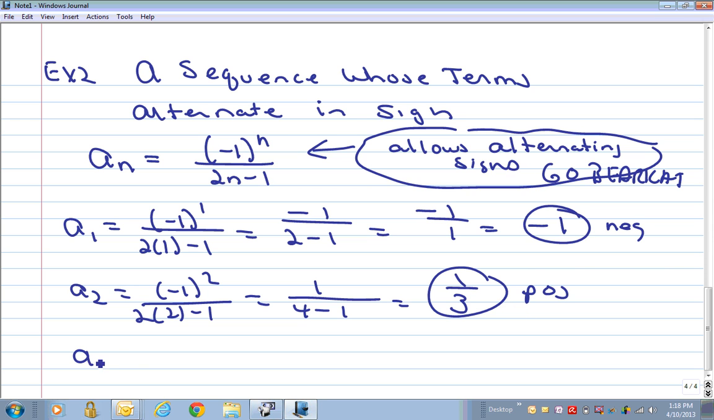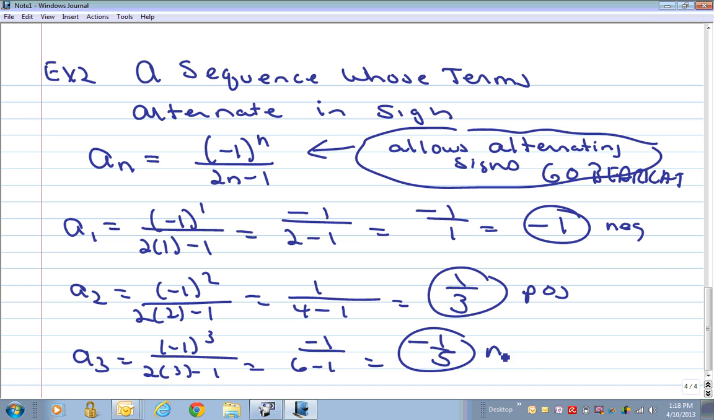If we continued a sub 3, we would get a -1 to the third power. A negative number raised to an odd power, and in this case 3 is an odd number, is going to give us a negative output, and we would have 2 times 3 minus 1. So we would have a -1 over 6 minus 1, which would be a -1/5, and the output is negative. And that pattern would continue. The value would change, but the signs would alternate.